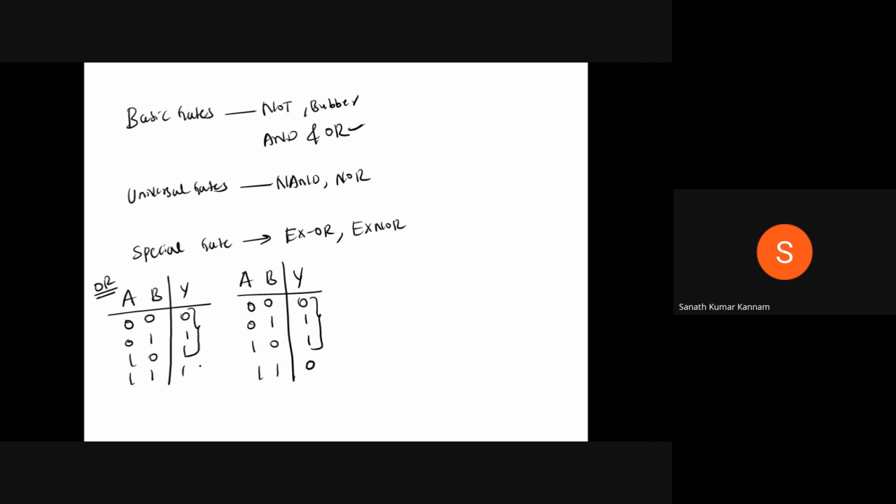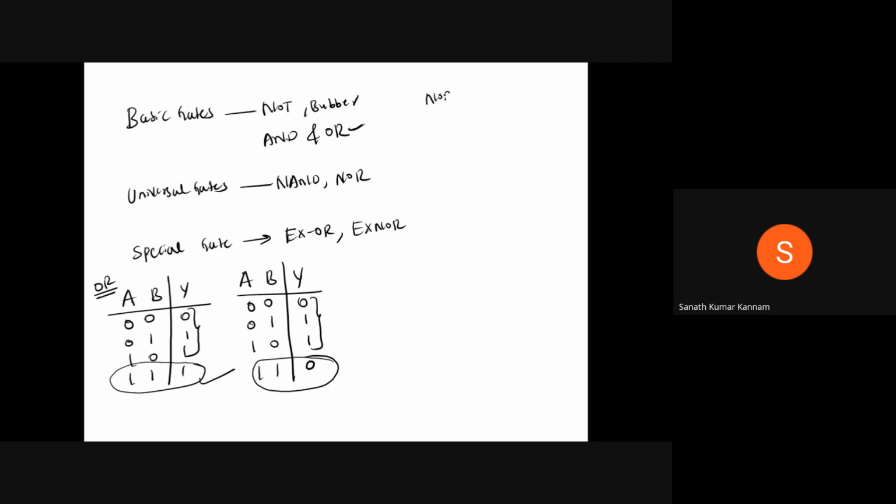But where do you get the difference? For input 1, 1, the OR gate gives 1. For the XOR gate, this is 0. That's why we call this the inclusive OR gate and this the exclusive OR gate. Similarly, exclusive NOR is there.